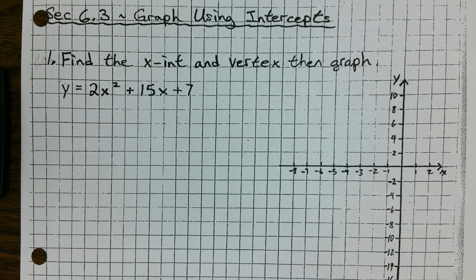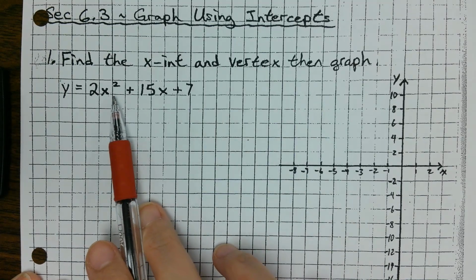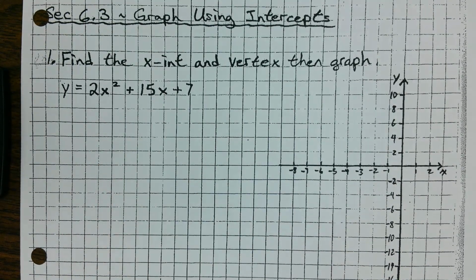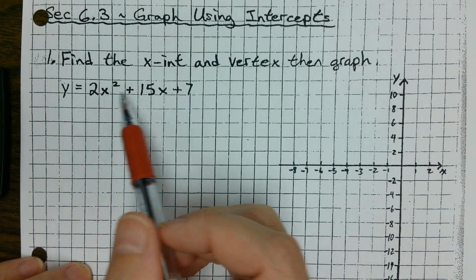So, graph using intercepts. Find the x-intercept and vertex, then graph it. You're given this equation right here. So, if I want to find the x-intercepts, which method am I doing? Quadratic formula or factoring, right? It's always hand in hand. So, either quadratic formula or factoring.